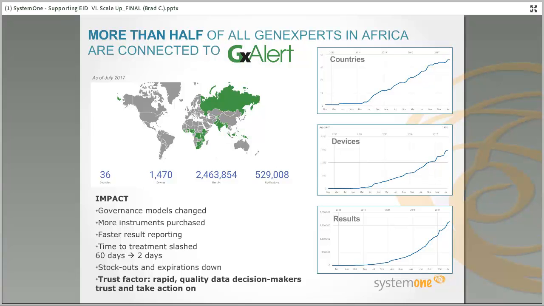The obvious one is the faster result reporting, which is really one of the key focuses and really the genesis and the nucleus of the GXAlert and Aspect platforms, being able to take a result from a diagnostic instrument and get that result back to both the patient and the treating clinician, whether that be a nurse or a doctor, to get patients onto treatment faster and improve your retention and care and reduce loss to follow-up.